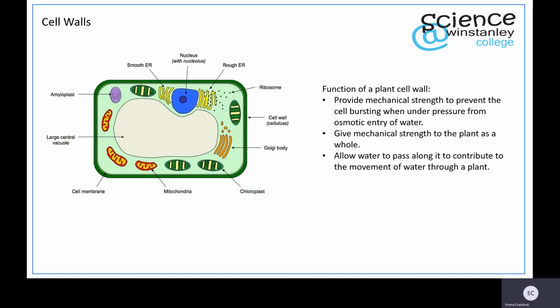Cell walls on plant cells are made of cellulose, and the function of the cell wall is to provide mechanical strength to prevent the cell bursting when under pressure from osmotic entry of water, to give mechanical strength to the plant as a whole and keep it upright, and to allow water to pass along it to contribute to the movement of water through a plant. So water can move along the cell wall to make sure that water can move from the roots to the stem to the leaf.